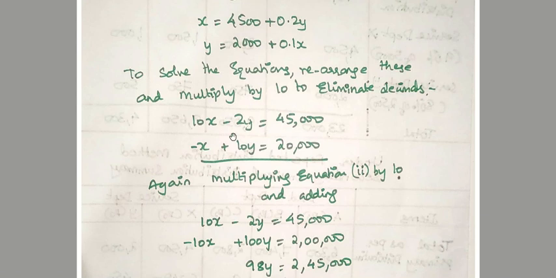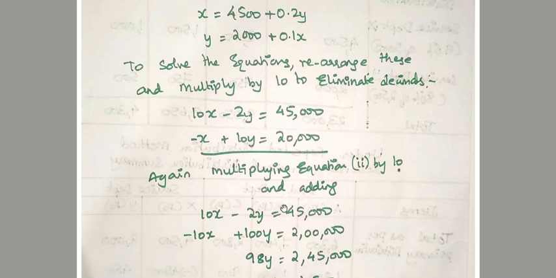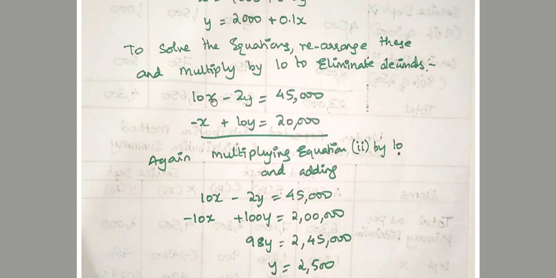So you are just bringing the variables to your left hand side and your numbers to your right hand side. Again, multiplying equation 2 by 10. Why are we multiplying equation 2 by 10? In order to cancel out the value of x. So minus 10x plus 100y is equal to 2 lakhs.